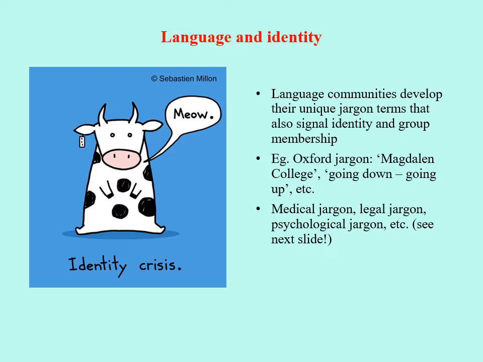Many other professions or groups develop their own jargon terms or language. Medical jargon is well known to everybody. Legal jargon is also an example of how a particular professional group uses their own preferred way of speaking, not necessarily to facilitate communication, but partly to indicate their special status and professional knowledge. Psychologists are also not exempt from this tendency to use jargon to indicate identity, as we are going to see on the next slide.